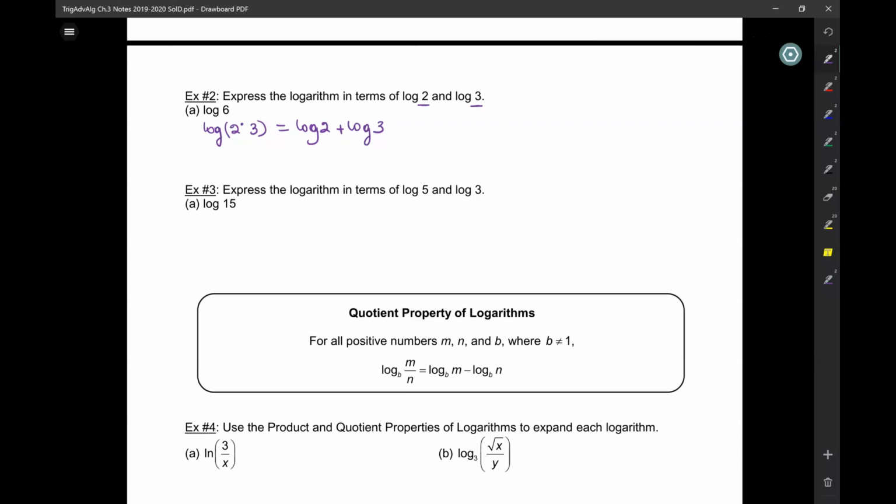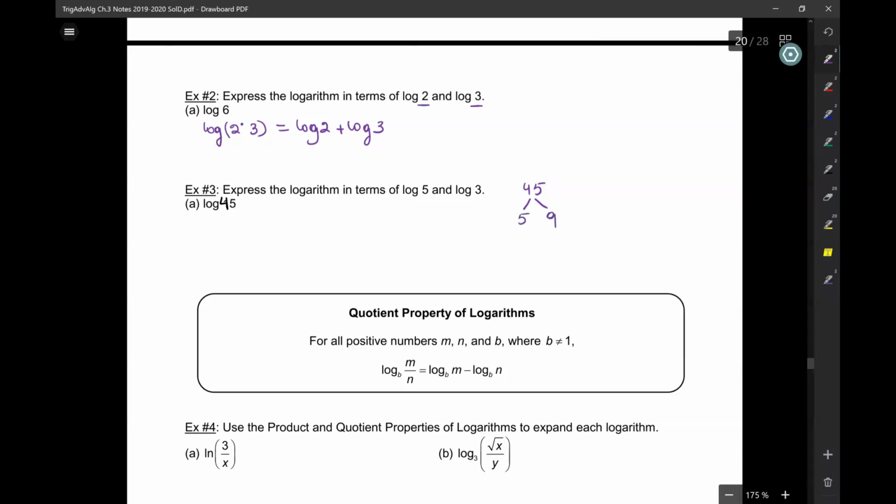Okay, you know what? I'm going to change the other one. It says express in terms of log 5 and log 3, but instead of the 15, I'm going to make it a 45. Just spice it up a little. Okay, so I need to write 45 in terms of 5 and 3. So here's what I do. I take the 45 and I break it down, right? What's 45? It's what times what?